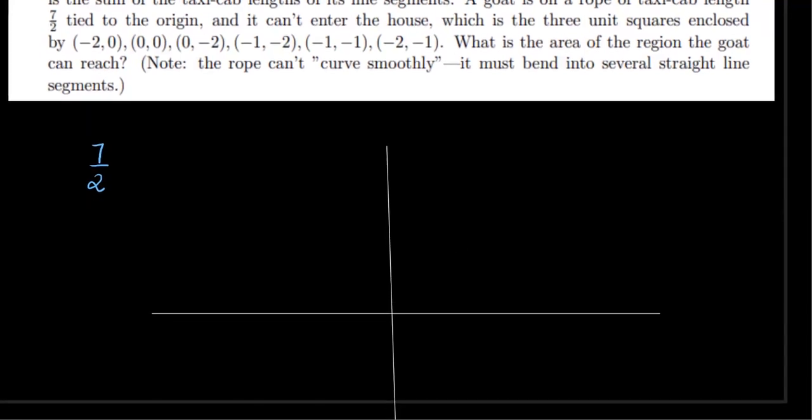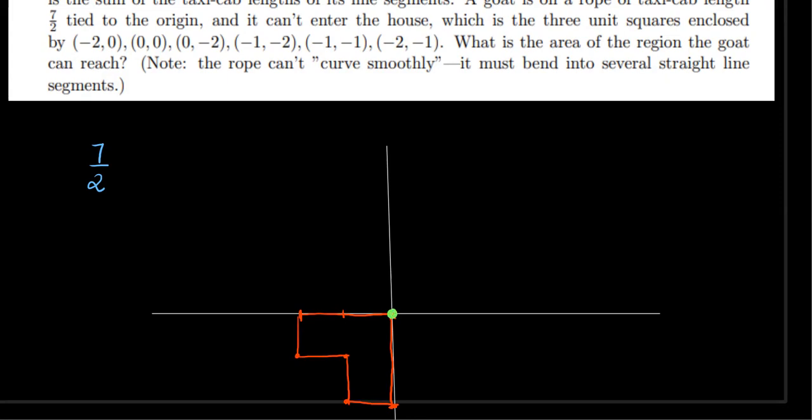My next step is marking the coordinates of the house that they are talking about. So 0, 0, minus 2, 0. Then we have minus 2, 0, 0, minus 2. Minus 1, minus 2. So we have minus 1, minus 2 over here. Then we have minus 1, minus 1. Minus 2, minus 1. So I have marked all these points. So basically they are talking about 3 unit squares. So this is the house they are talking about. And the goat is tied at this point origin.